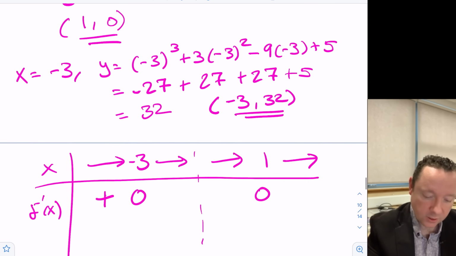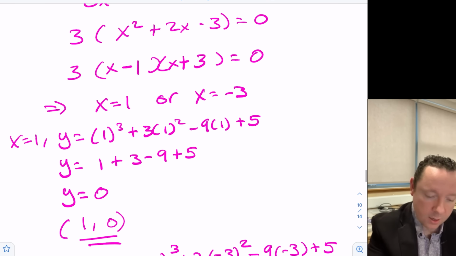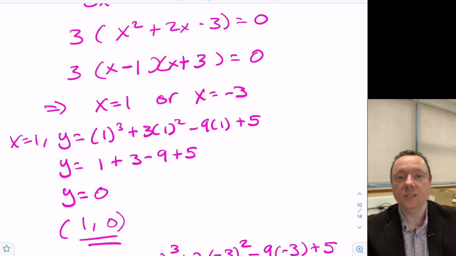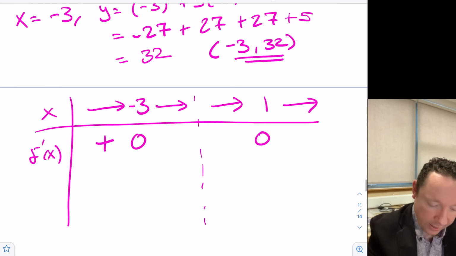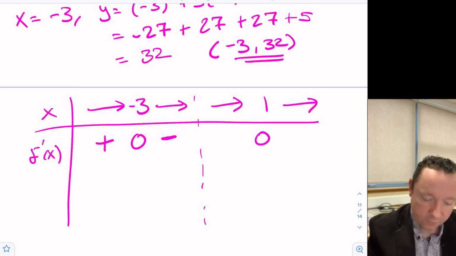And after minus 3 but before 1, let's just put 0 in. That gives you negative. And that gives you positive. Negative times a positive is a negative. So we know that it's negative here. And therefore, after minus 3 but before 1, it's still negative.